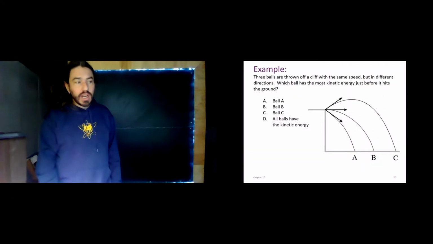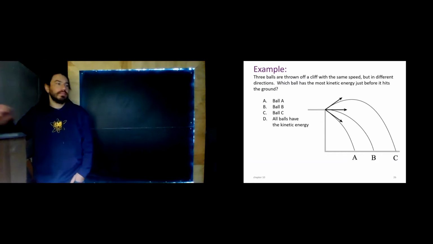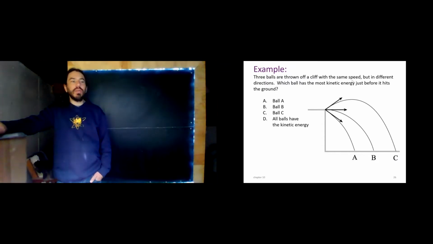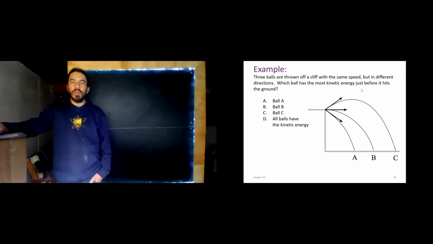First off, here's just sort of a conceptual conservation of energy problem. Three balls are thrown off a cliff with the same speed, but in different directions. Which ball has the most kinetic energy just before it hits the ground? Is it ball A? Is it ball C? Or do they all have the same kinetic energy? So again, which ball has the most kinetic energy right before it hits the ground? Why don't you see what you think, and I'll see you on the other side.